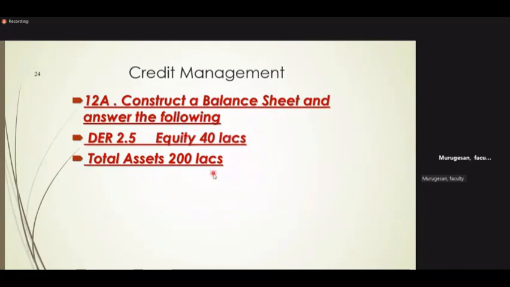Now, total assets are 200 lakhs. That means total liabilities are also 200 lakhs. Now, immediately you can tell what will be the current liabilities. Can anyone tell what the current liabilities are? 160. Yes.